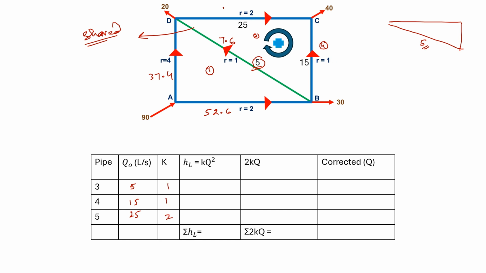What is HL? As we calculated for the loop 1, it will be K Q square. K is 1 and Q square is this one. It will be 25, it will be 225 and it will be 1250. 2 into 25 square: 25 square is 625, times 2 is 1250.